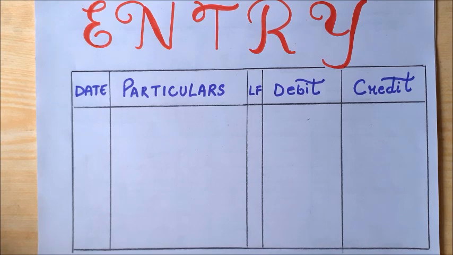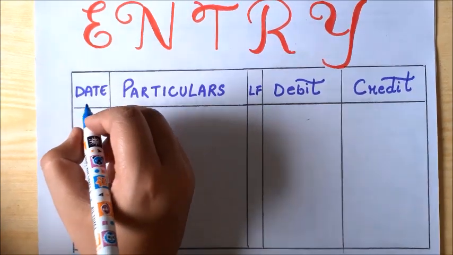Let's see how to pass a journal entry. But before that, we have to remember one thing: the year is only written once, and every time we only write the date and the month of the transaction. So here I am writing the date of the transaction as Jan 1.